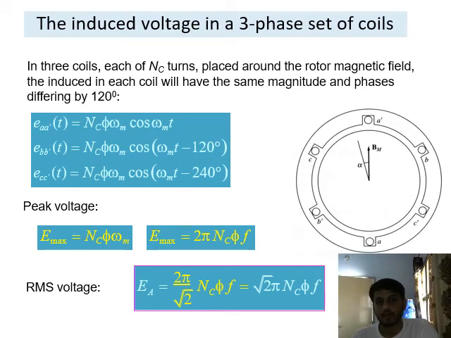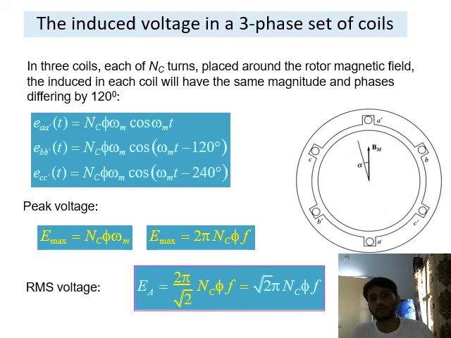The peak value is Emax equal to Nc phi omega m, and if we want to convert to frequency in hertz, then 2 pi Nc phi f. Here omega m is the angular frequency and f is the normal frequency in hertz. If you want to calculate the RMS value, divide this peak value by root 2 and we get this value. Okay, so this is it for today.